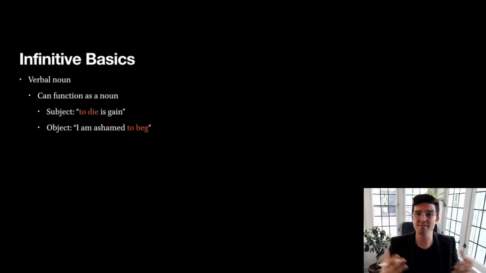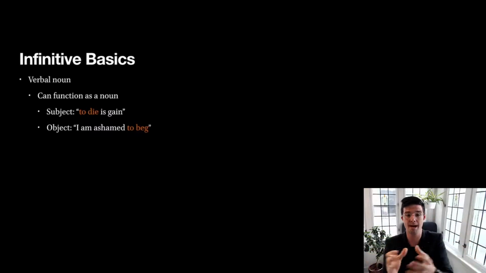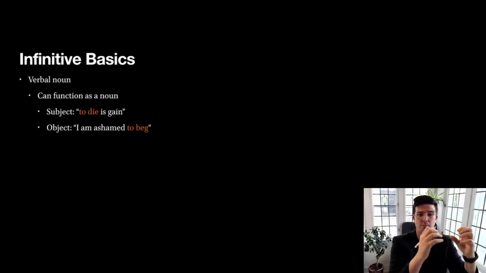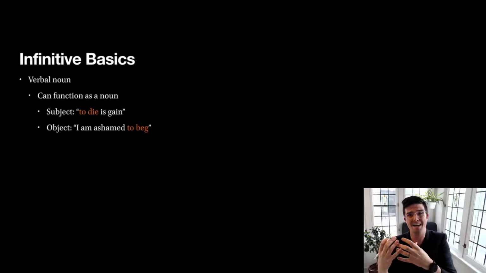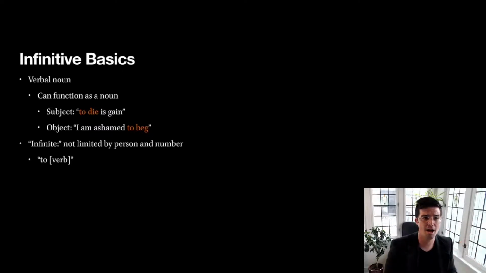An infinitive is a verbal noun because it takes the idea of the verb, the pure idea. You see in our examples here, to die or to beg, the core idea of the verb, and can also use that core idea in a way that's like a noun, namely as a subject or as the object of another verb in the sentence. So an infinitive is a verbal noun, a participle is a verbal adjective.